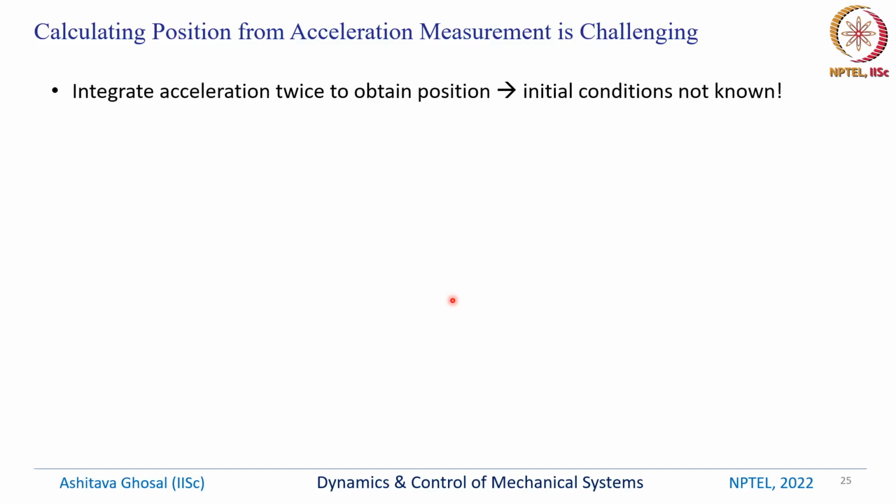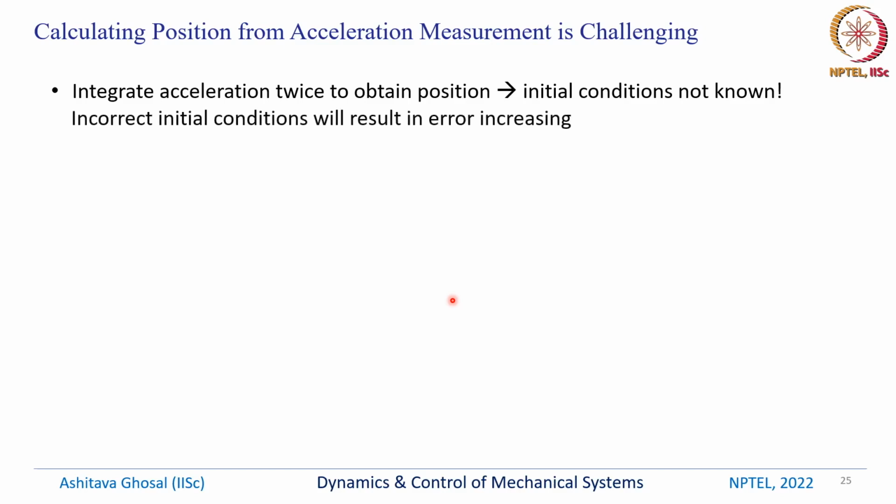The basic problem is that we need to integrate acceleration twice to obtain position, and we do not know the initial conditions. Okay, so simple calculus: if I know acceleration and integrate once, we get velocity, but then you have an integration constant, C1. Then when you integrate again, you will have another integration constant, C2, and the C1 will become C1 times t. But we don't know C1 and C2 very well.